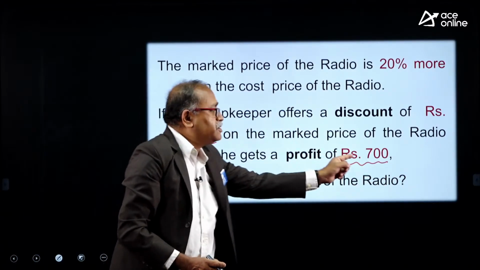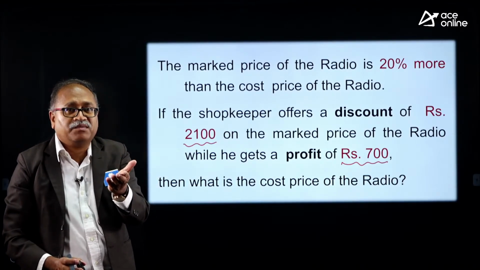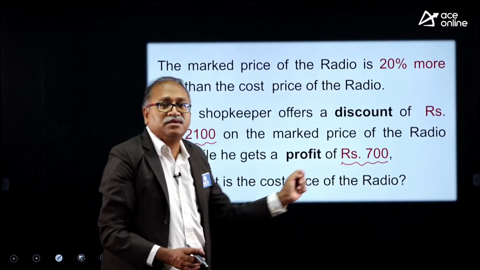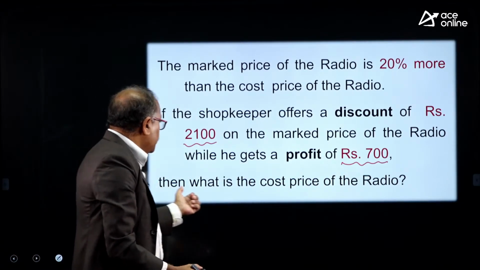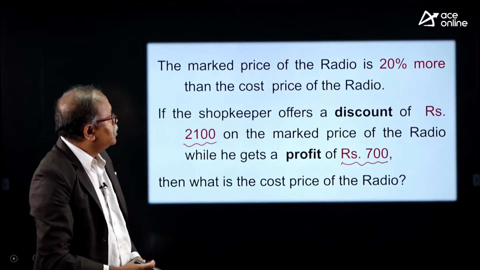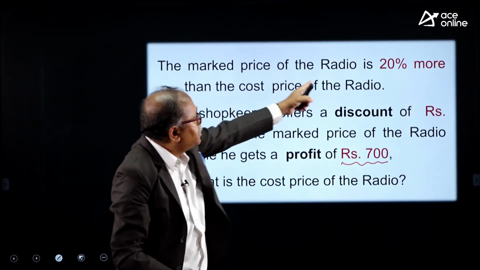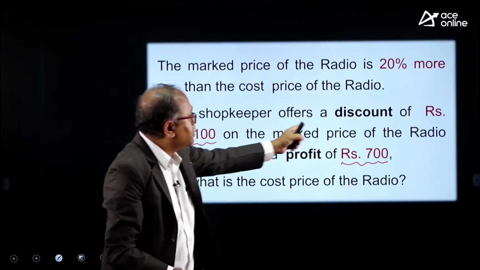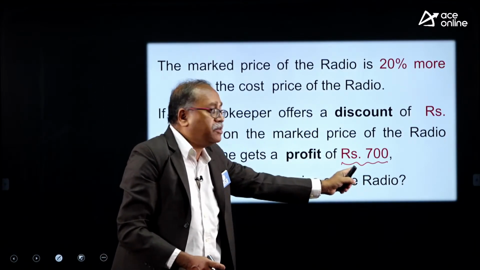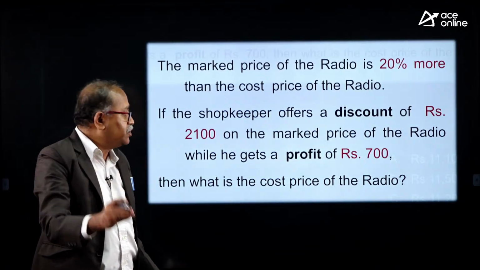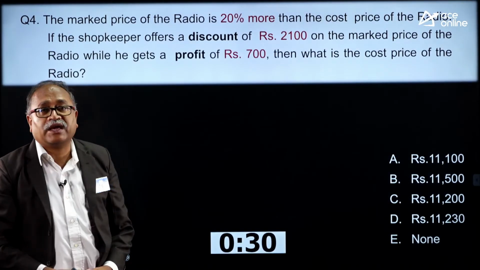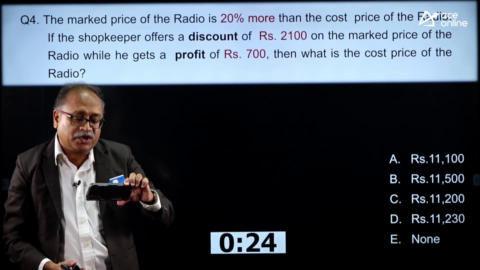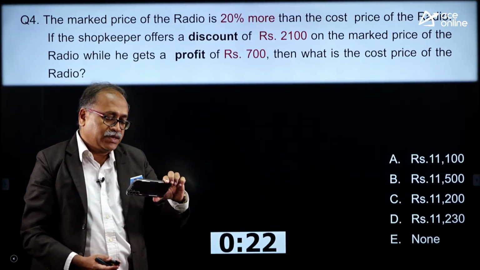So there is some connection between these two. That is the main clue for solving this question. If you understand this connection, you can solve the question. Then what is the cost price of the radio? Okay, I know that the mark price is 20% more than the cost price, and the shopkeeper gave a discount of 2100 and made a profit of 700. So, let us go to the question. Your time starts now, and after that we will answer the question in the best possible way. Come on, my dear friends.